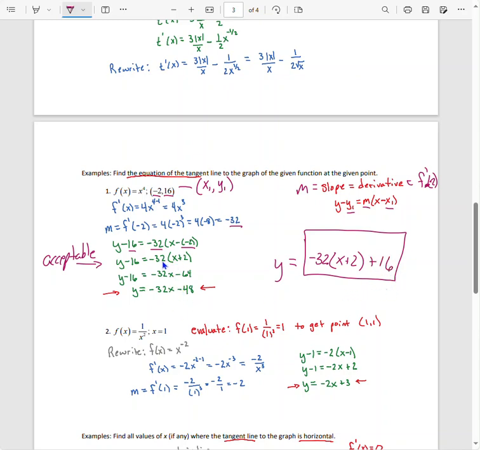Now, I do simplify it here. Distribute the negative 32, so negative 32x and negative 64. Add 16 to both sides. Negative 64 plus 16 is a negative 48. So this is beautiful. This is pristine. This is the equation we want. But quit while you're ahead. Quit while you're ahead.